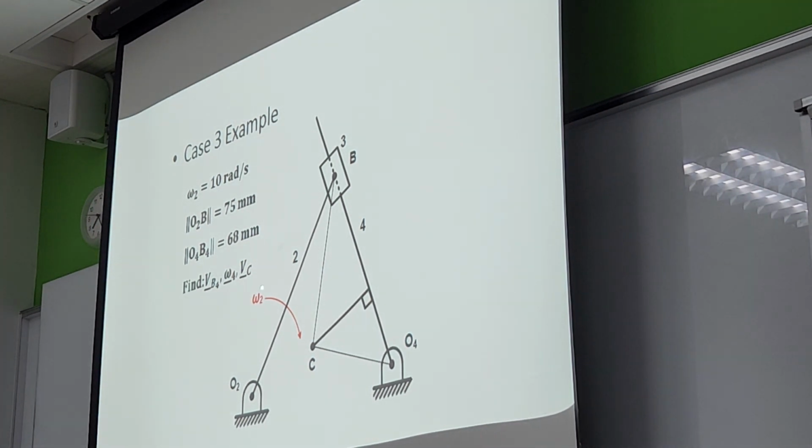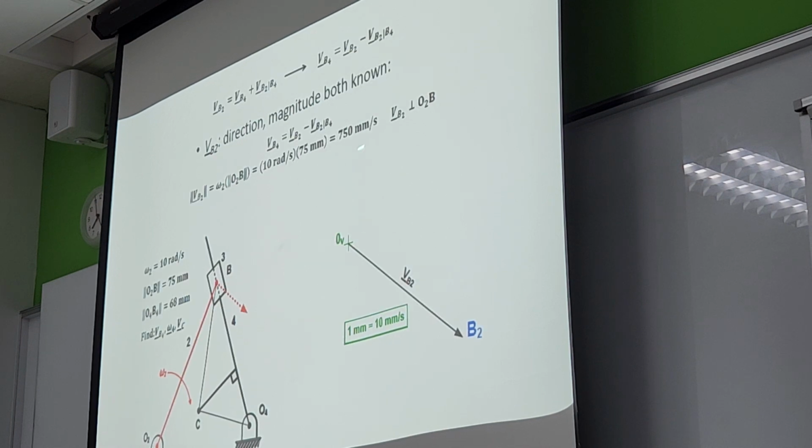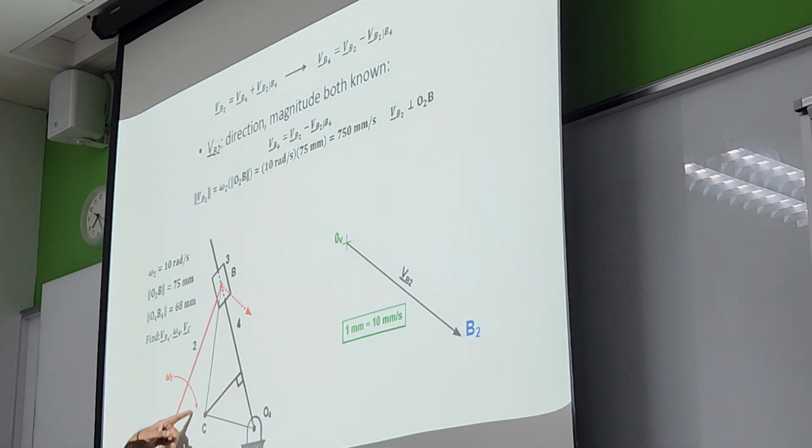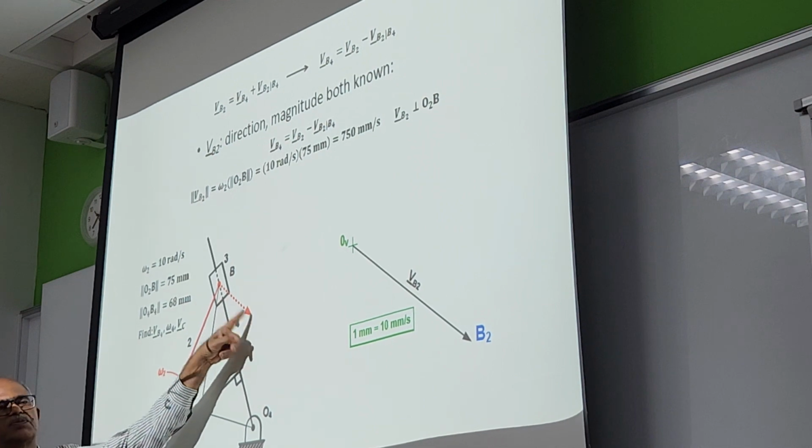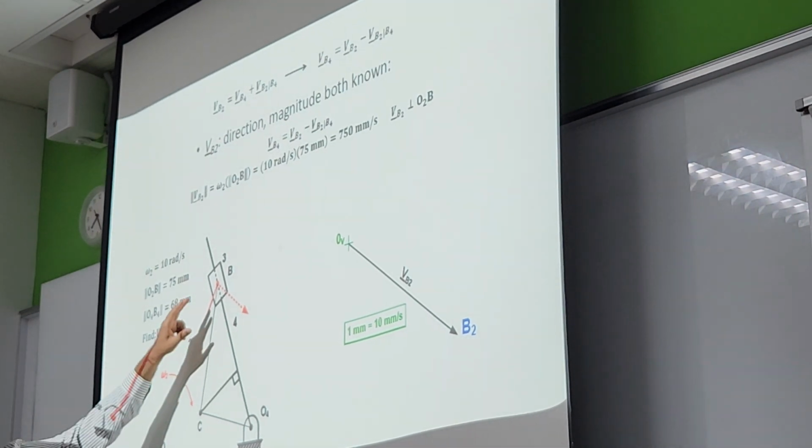So omega 2 is given. This is clockwise and 10 radians. So therefore we know velocity of point B, both magnitude and direction. So velocity of point B on link 2 will be 10 into 75. So you know the direction. Now this is clockwise, so therefore the velocity is perpendicular to the link at this position.